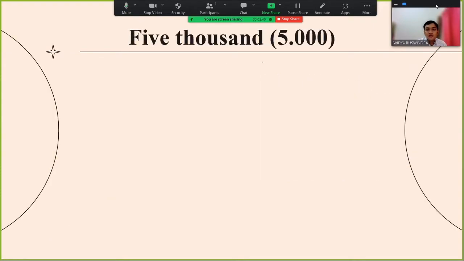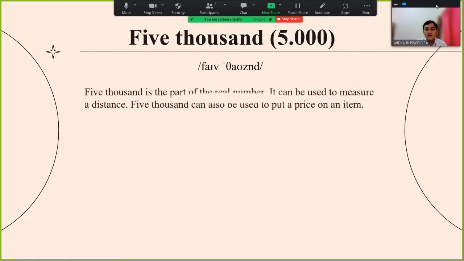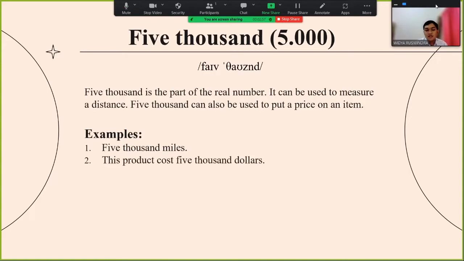Okay, next vocabulary is 5,000. The pronunciation is 5,000. 5,000 is the part of the real numbers. It can be used to measure a distance. 5,000 can also be used to put a price on an item. Example, 5,000 miles. This product costs $5,000.